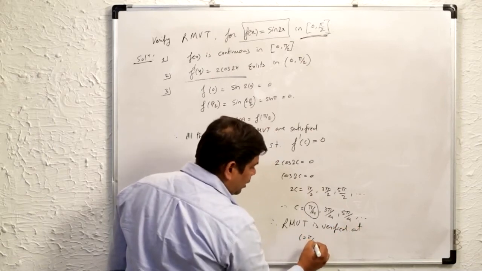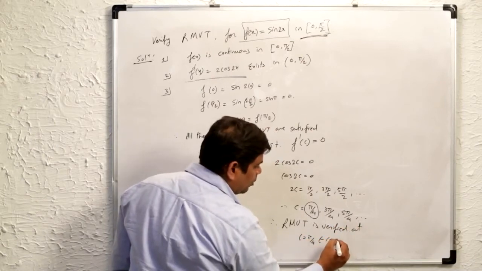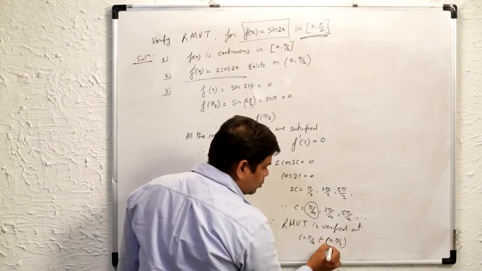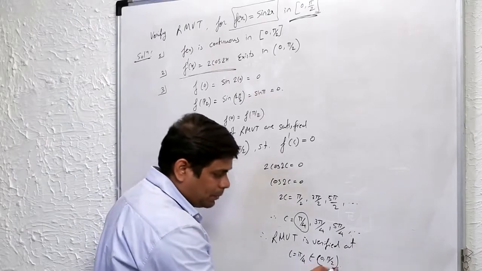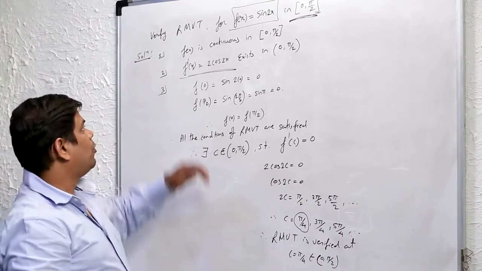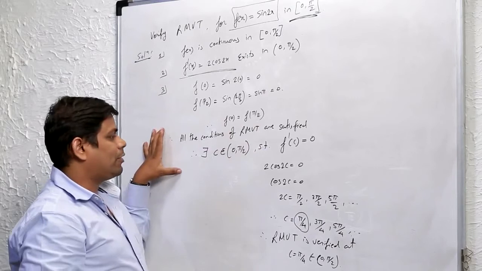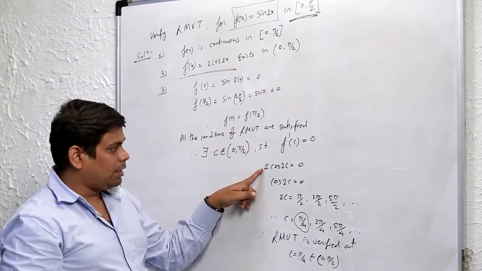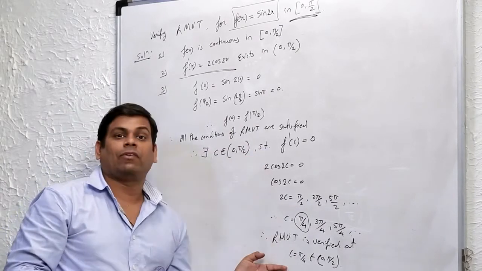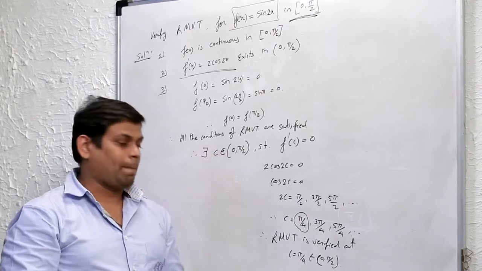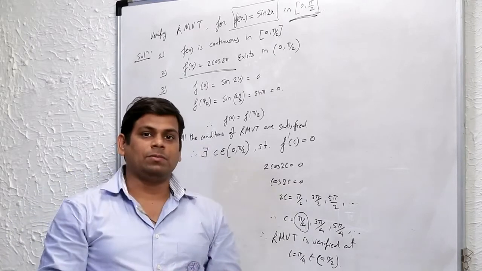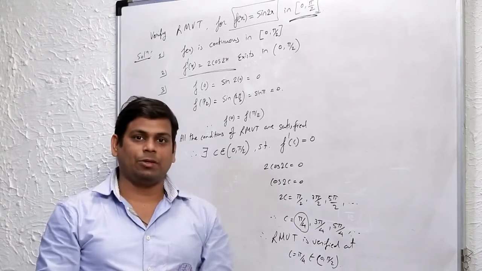Verified at C is equal to pi by 4 belongs to open interval 0 comma pi by 2. Please do not write close interval here, write open interval. So that's the end of it. You are going to get 1 mark for this, 1 mark for showing they are equal, 1 mark for writing the standard statement. Next 1 mark is for finding the final answer, that is C. Total 5 mark sums always come in board exam, one of the easiest topics.